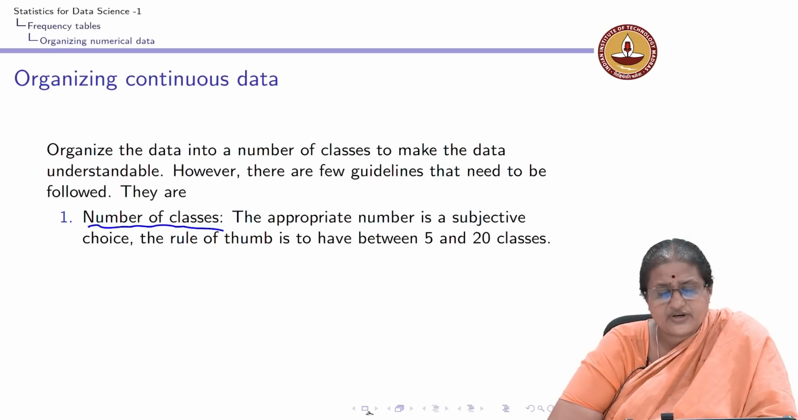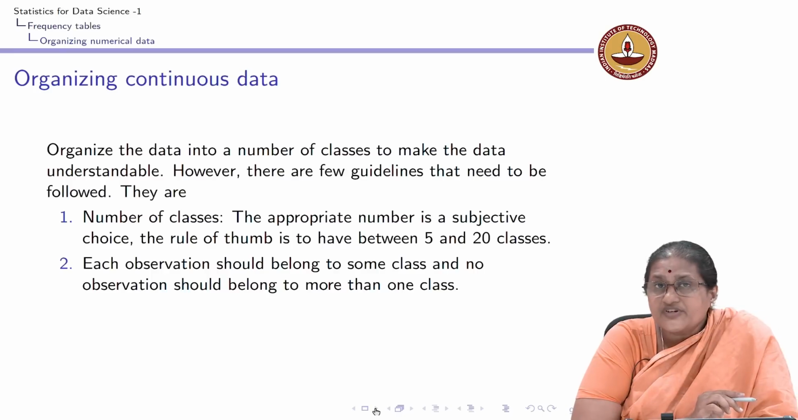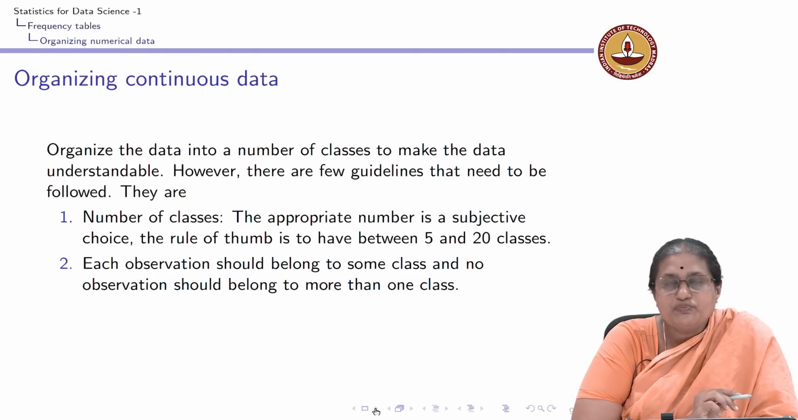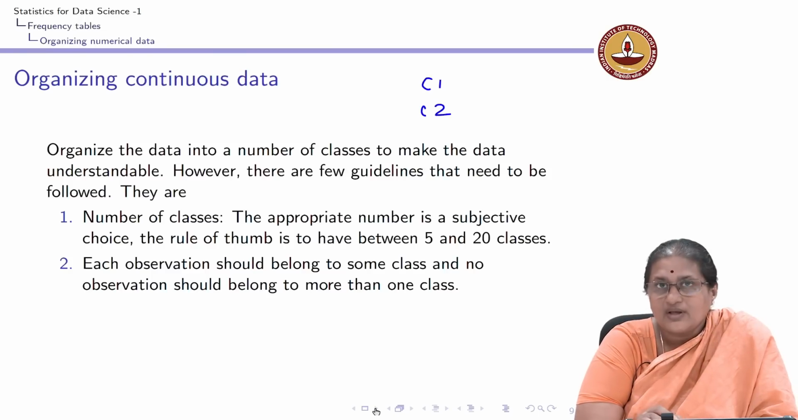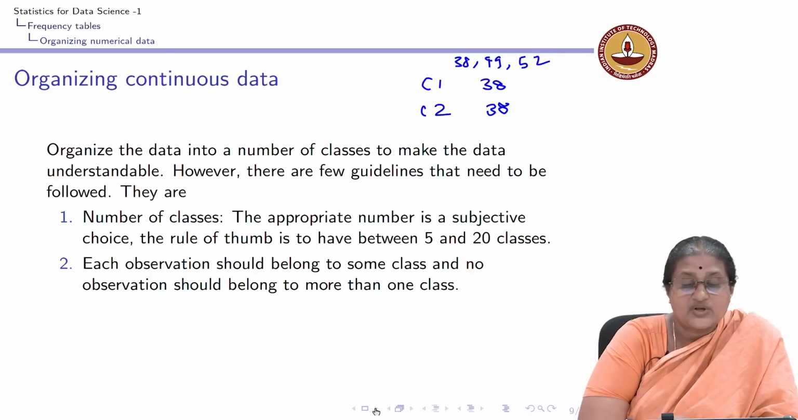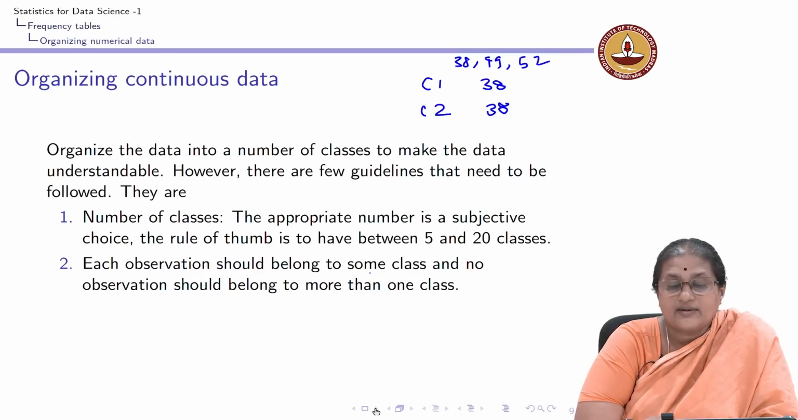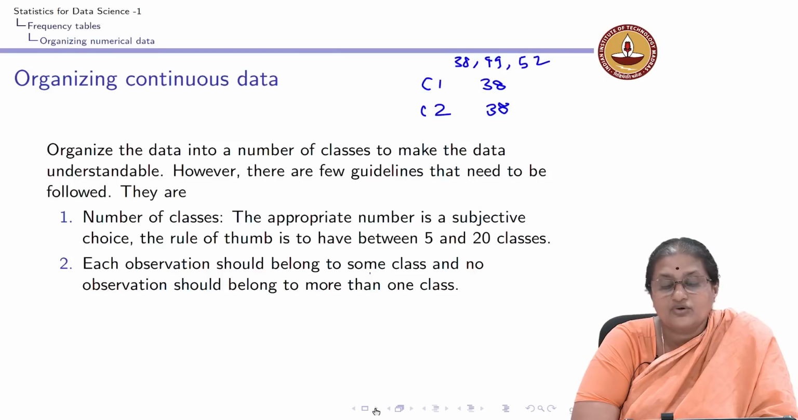The next thing which we need to understand is each observation, and this is very, very important. Each observation should belong to some class and no observation should belong to more than one class. What do I mean by that? Suppose I have constructed a class 1 and class 2. We'll learn very shortly how to construct these classes. And I have observations 38, 49, 52. I cannot have 38 belonging to both class 1 and class 2. So every observation should belong to either class 1 or class 2 and it cannot belong to more than one class. It should belong to one of these classes.